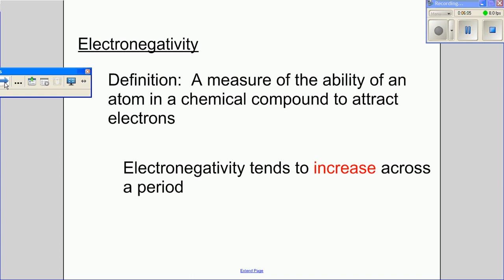The trend of electronegativity is going to increase as we go across a period for the same reason we saw ionization energy increase, because the number of protons increases, giving the atom a stronger nuclear charge. The stronger nuclear charge, or the more protons that an atom has, the ability for it to attract electrons becomes easier.